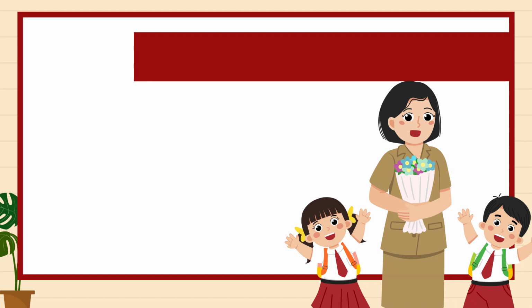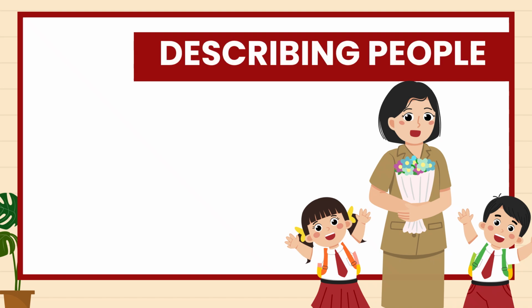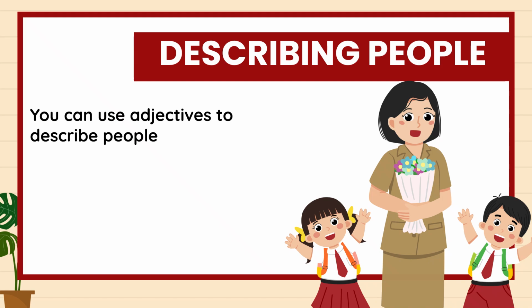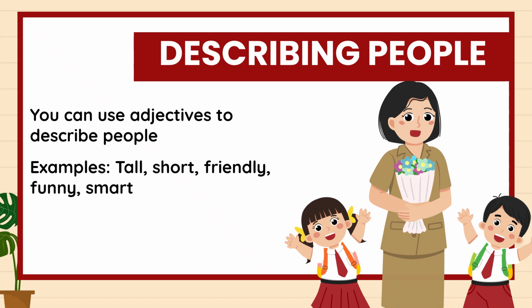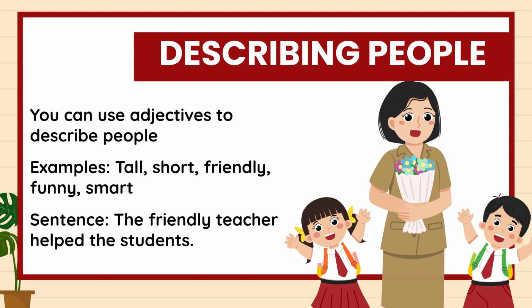Now, let's talk about describing people. We can use adjectives like tall, short, friendly, funny, and smart. Let's read this example together. The friendly teacher helped the students. Who do you think is the friendly one in the sentence? Again, who do you think is the friendly one in the sentence? Very good. It is the teacher. The word friendly describes the teacher.